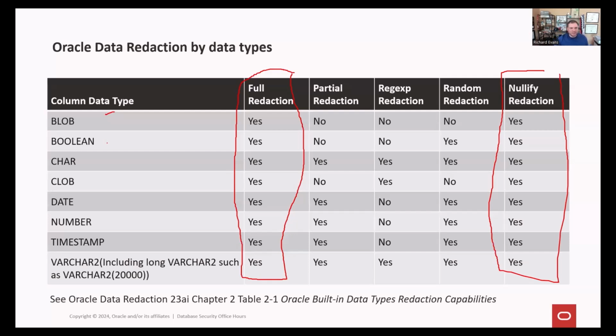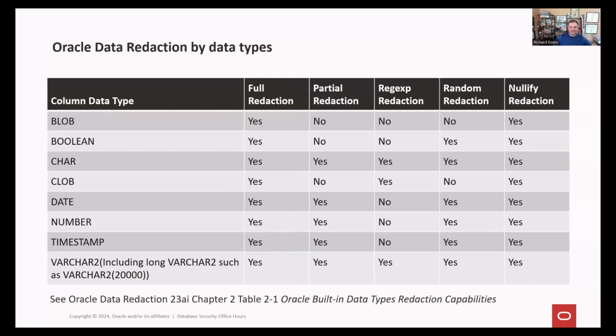Where we get into a little bit of a gray area is this in between, right? So if we look at blobs, nothing for partial, nothing for regular expression, nothing for random. Because a blob is a binary object, I'm not really sure what we should replace it with or partially replace it. So we just don't get into that. For varchars, yes. For partial, yes. For regular expression, yes. For random, yes.